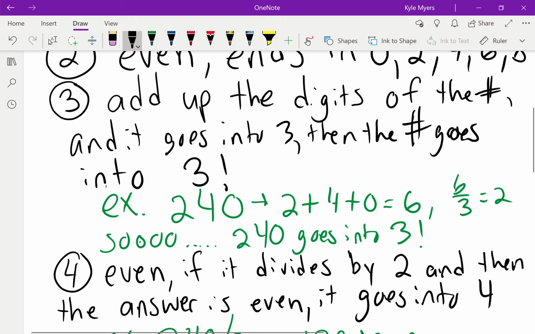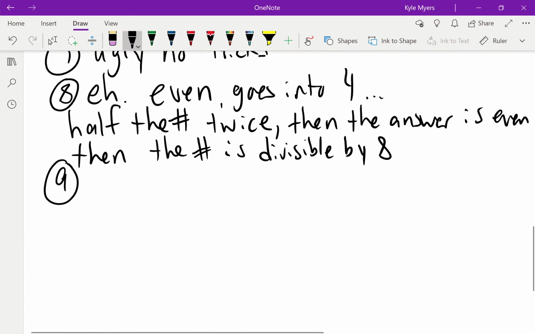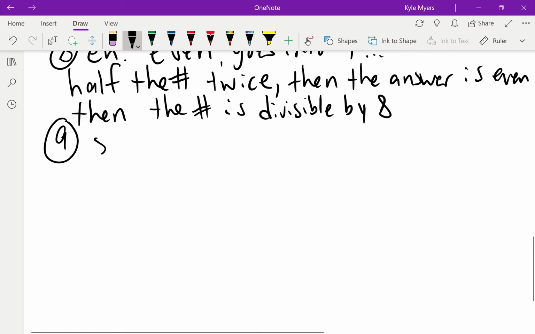Then the number goes into 3. Okay, so we add up the digits: 2 plus 4 plus 0 equals 6. And then that went into 3, so it went into 3. It's the same thing for 9. The 9 trick is the same thing as the 3 trick, meaning same thing as 3, but not word for word.